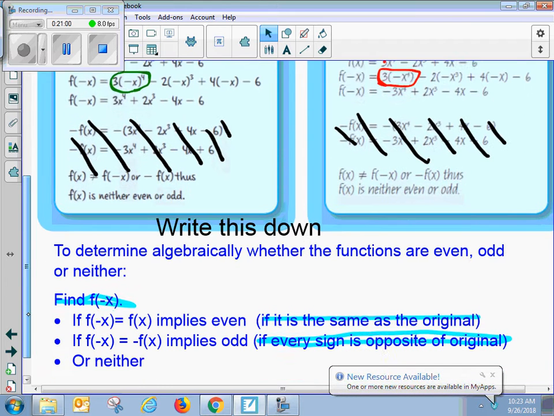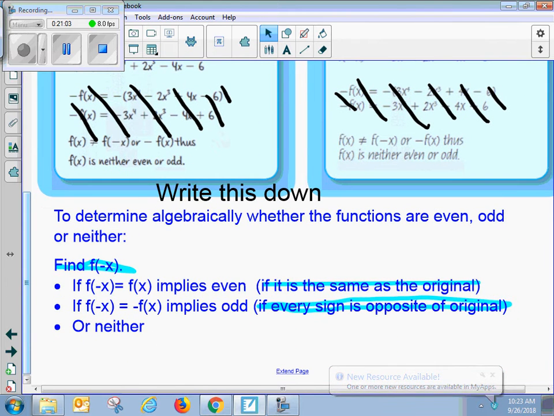So here we go. Even, you see the word even there, and then in parentheses, and I highlighted in that pretty color there, if it is the same as the original. So you've replaced all your x's with negative x. You've taken everything to its respective powers. Now you're comparing. If every sign is exactly the way it was, even.